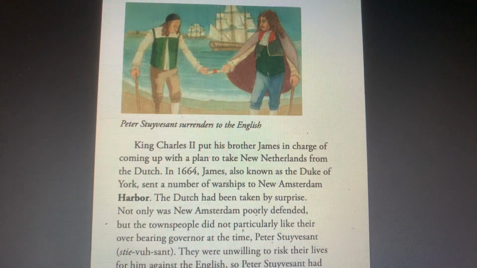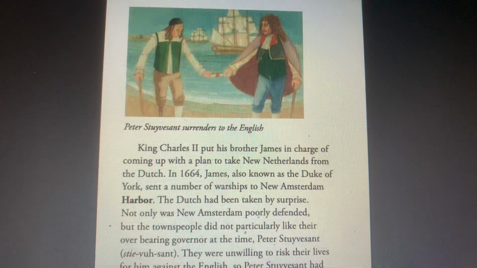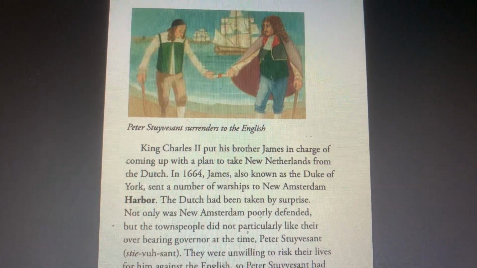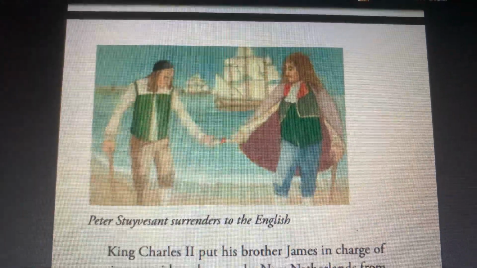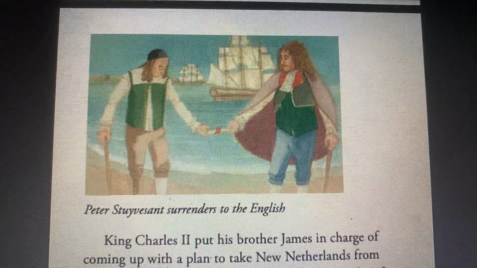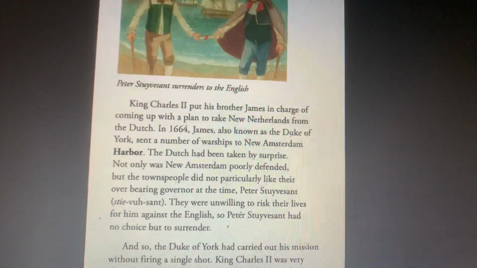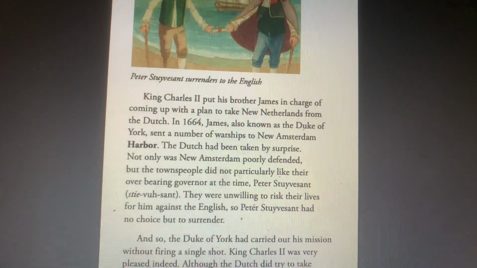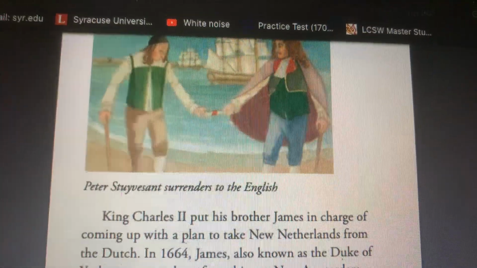Not only was New Amsterdam poorly defended, but the townspeople did not particularly like their overbearing governor at the time, Peter Stuyvesant. You can look here. This is Peter Stuyvesant surrendering to the English. They were unwilling to risk their lives for him against the English, so Peter Stuyvesant had no choice but to surrender.